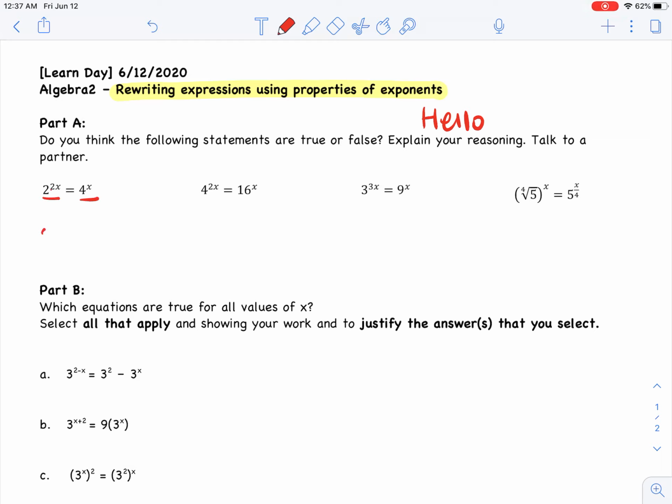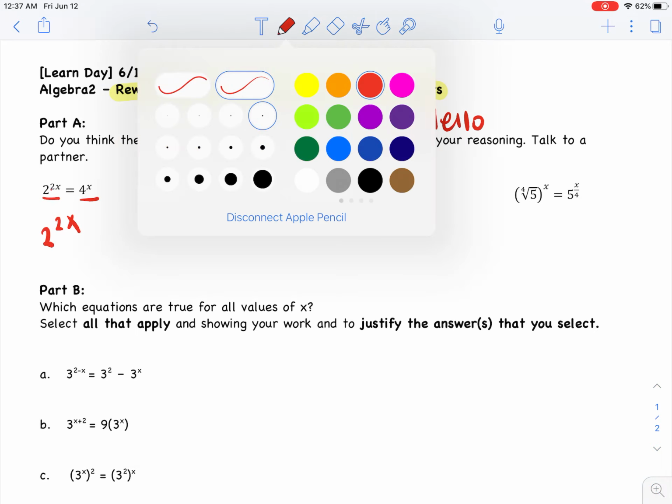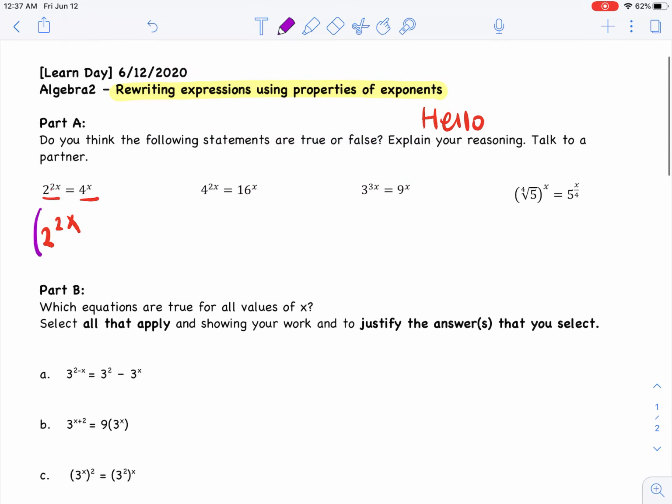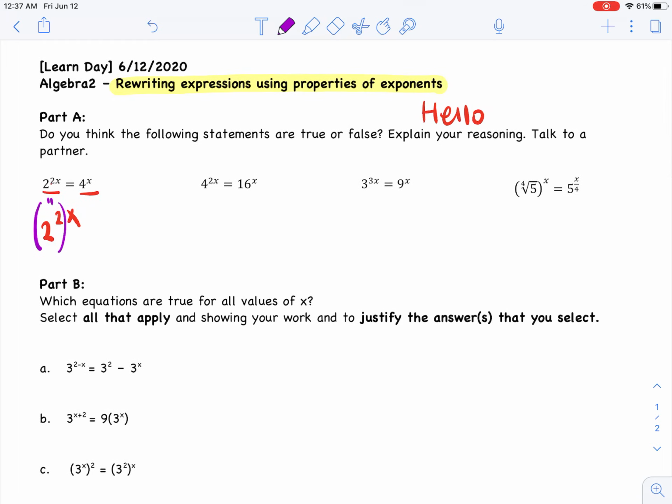So for this one, 2 to the 2x, can I make it this? Then you can make it power to the power. That's the same as that one, right? You can just put the parentheses for that. Then look, inside of the parentheses, that will be 2 squared, which is 4. So that's 4 to the x. So what? Same thing. So this is true.